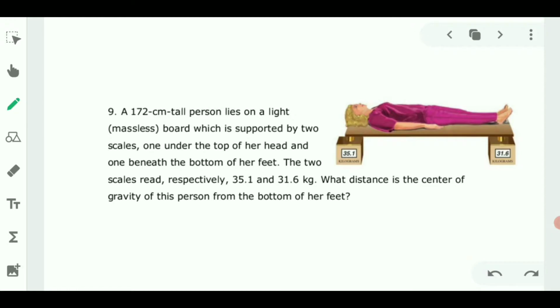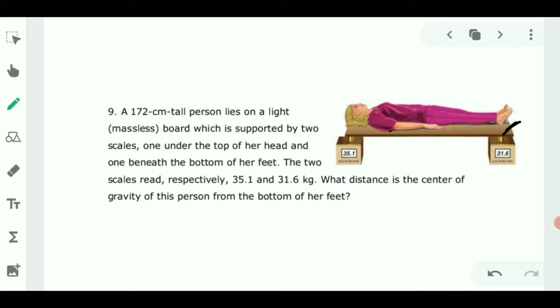In this question we are told a 172 centimeter tall person lies on a light massless board which is supported by two scales. One is under the head and the other is beneath the bottom of her feet, and the scales read 35.1 and 31.6 respectively. We're told to find the distance of the center of gravity of this person from the bottom of her feet, somewhere there.